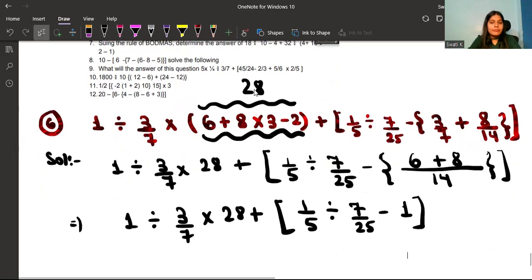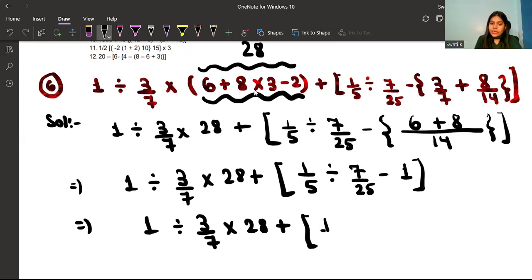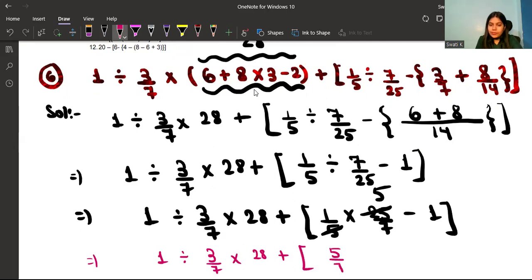Now in the big bracket, of course, I have to solve the division part first. So what will that become? It will become 1 divided by 3 by 7 times 28 plus, if I solve the division part first, I hope you know there is a way to solve the division, which is to change the division sign to multiplication and reciprocate the next fraction, which is 25 by 7, right? And then minus 1 as it is. Now, if you simplify this, it will become 5 by 7. So on the next step, it will become 1 divided by 3 by 7 times 28, and then plus, in bracket we have 5 by 7 minus 1, right?